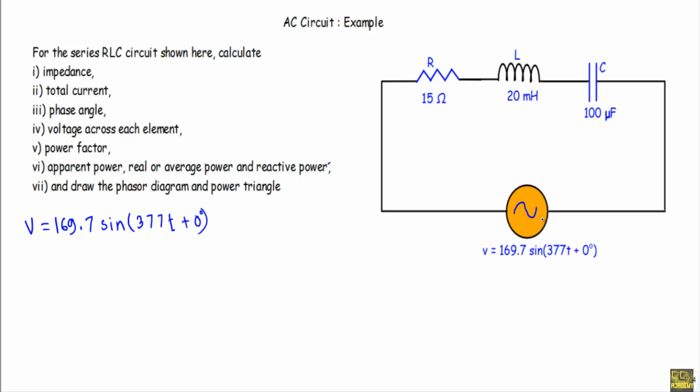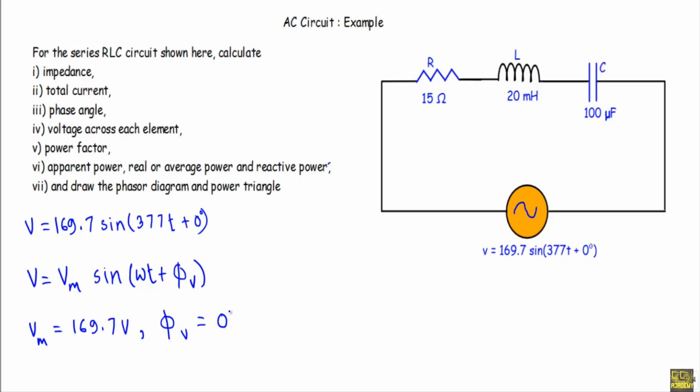As we are applying a sinusoidal voltage in the circuit, let me compare the applied voltage with a standard sinusoidal equation. V equal to Vm sine omega t plus initial phase angle of the applied voltage phi V. Here you will see the maximum value of voltage, that means Vm is equal to 169.7 volt. The phase angle of the voltage phi V is equal to 0 degree. As we know the maximum value of the applied voltage and the phase angle, we can calculate the RMS value of voltage.